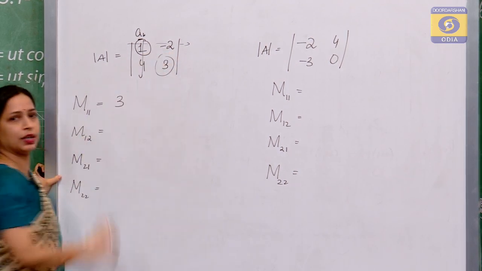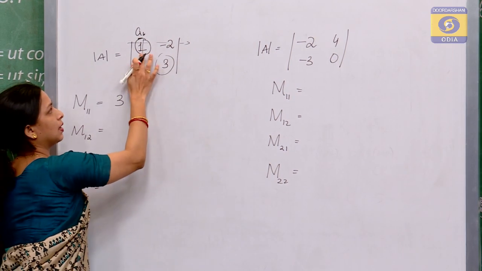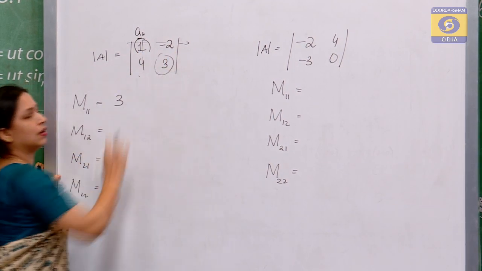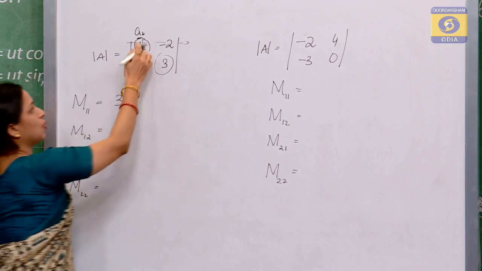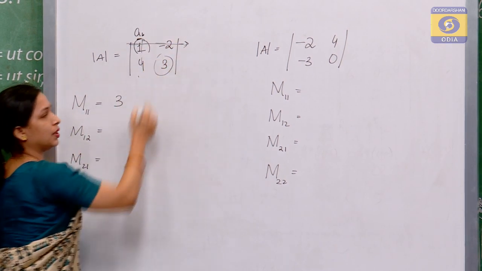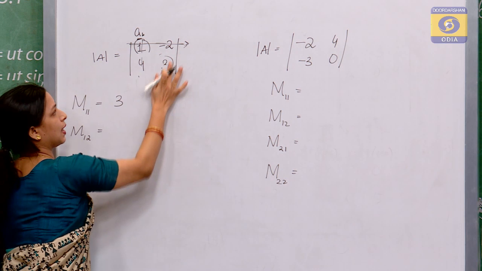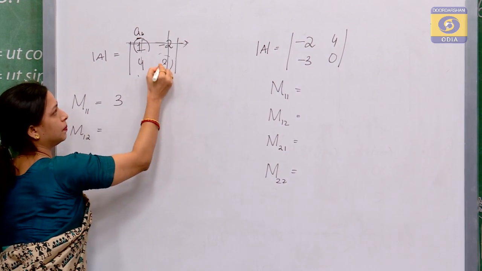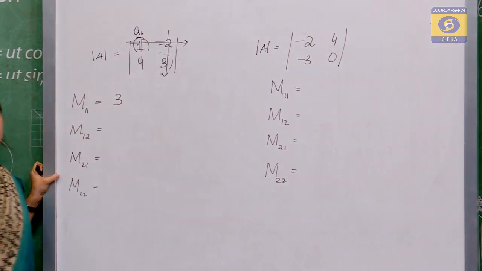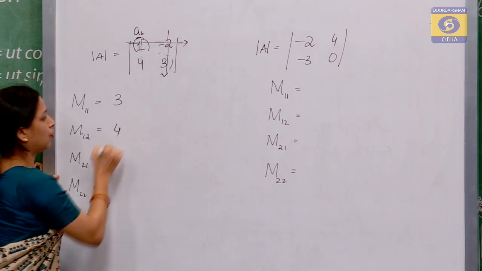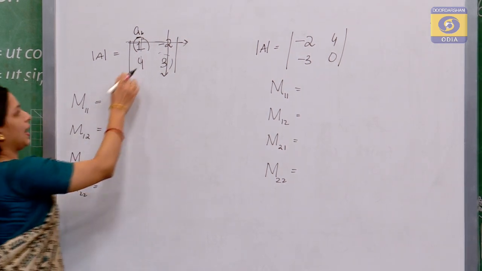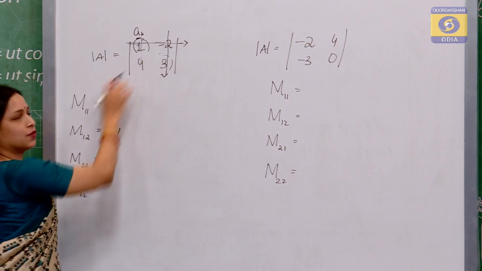Similarly, M12 means the element is -2. So, I delete the row in which -2 exists, and then I delete the column, and the resultant element is the minor. So, 4. Next, M21.